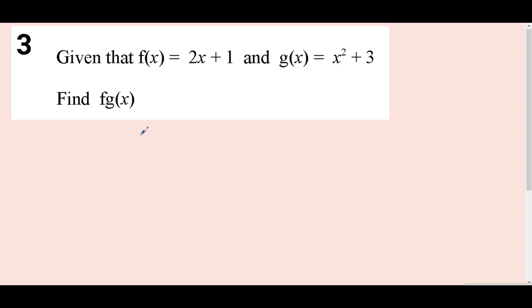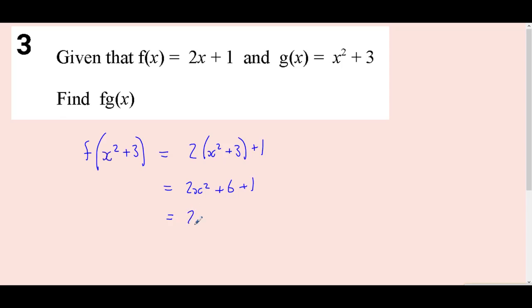So question 3, we've got function notation given that f of x equals 2x plus 1 and g of x equals x squared plus 3. Find fg of x. Well, in this case, we've then got f of x squared plus 3, because that's what g of x is. So we're substituting x squared plus 3 for x in f of x, so that's 2 lots of x squared plus 3 plus 1. That would then expand, so 2x squared plus 6 plus 1 to give you a final answer of 2x squared plus 7.